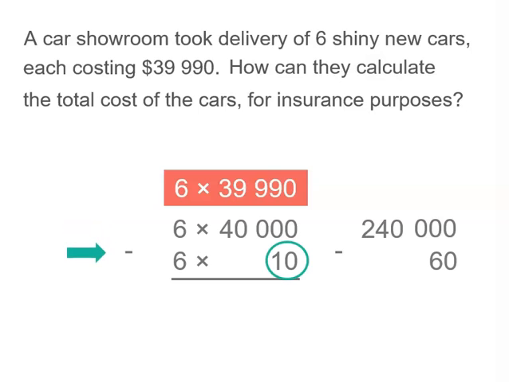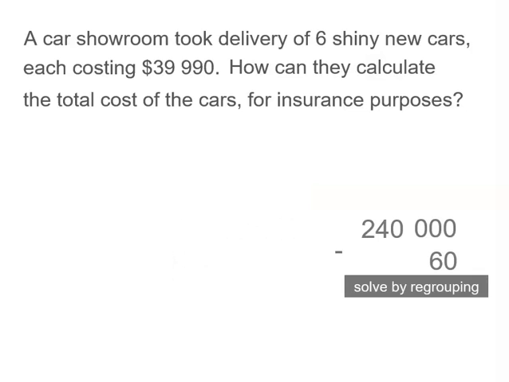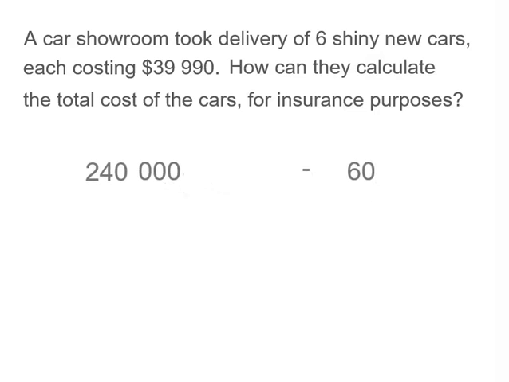Now, you might be able to do that in your head, but if you can't, what you could do is think of it as this. 240,000, we're going to subtract 60. Now you could solve that again down your page by regrouping, or you could actually solve it like this.